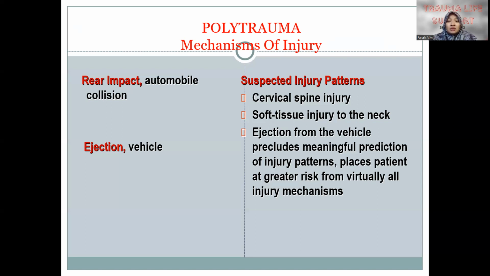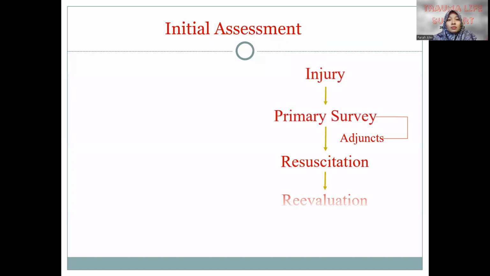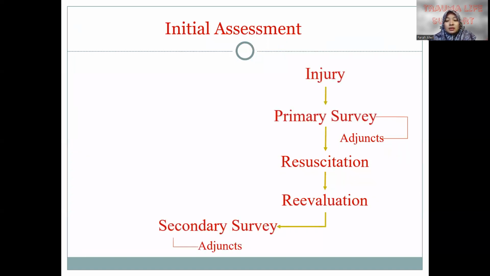Or you can ask your paramedic who is at the scene. Ask the patient, is it a rollover? They roll over, the vehicles roll over, ataupun dia keluar daripada ejected from the vehicle and they roll over. Is there any death in the same vehicle? Then those are the things yang consider high impact injuries. All right. So these are the steps.